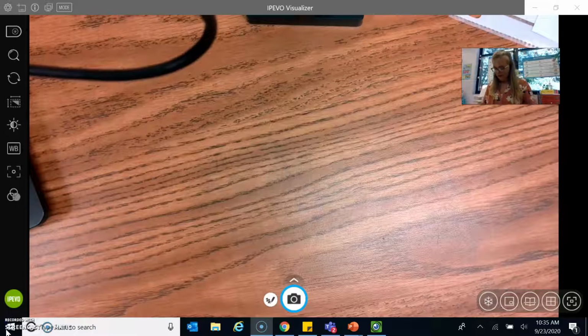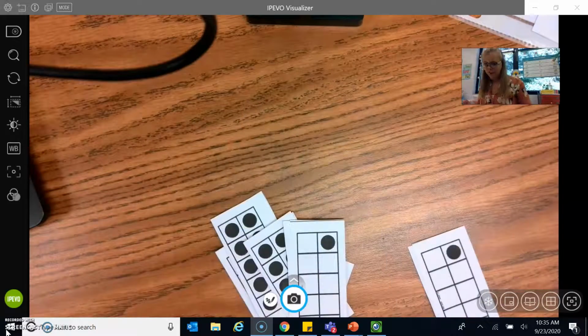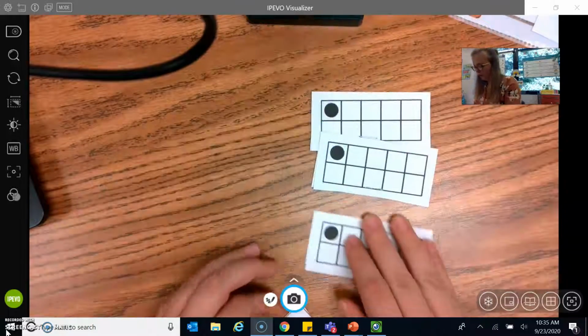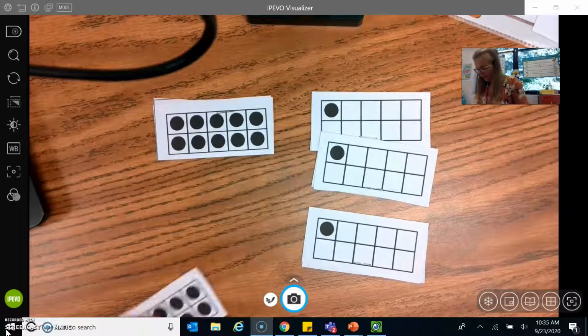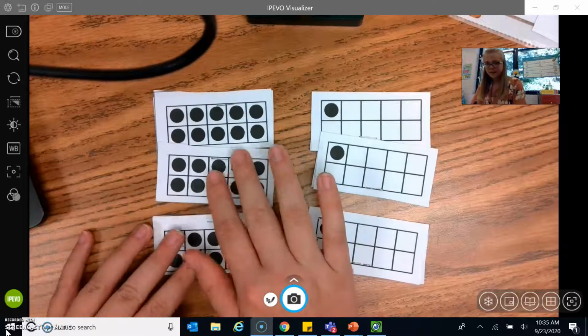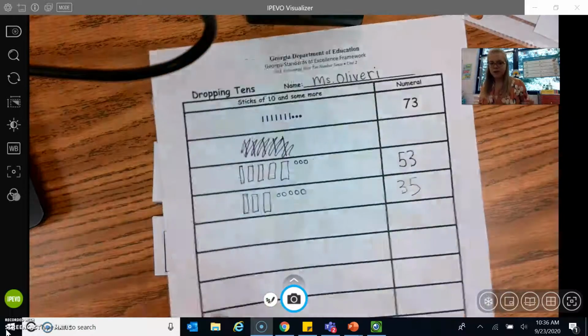All right, so I'm going to start by dropping my little 10s cards. See, I have a whole bunch. I'm going to drop them, and I'm going to see how many I got. So let's see. I'll put my 1s over here. My groups of 10s over here. All right, I have 3 10s and I have 3 1s. I'm going to put that on my recording sheet.